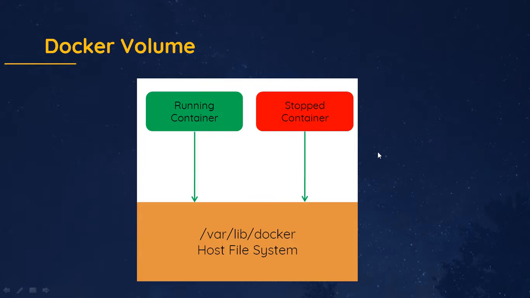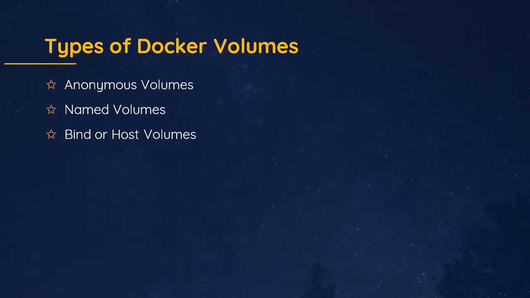Now let's look into the types of volumes. You have three types of volumes: anonymous volume, named volumes, and the host volume. So what is an anonymous volume? It is a volume which is created with a random hash. There are a lot of numbers and digits in the volume name. So if you have multiple volumes, it will be difficult for you to know which volume is mapped to which container, since there is only a hash value there.